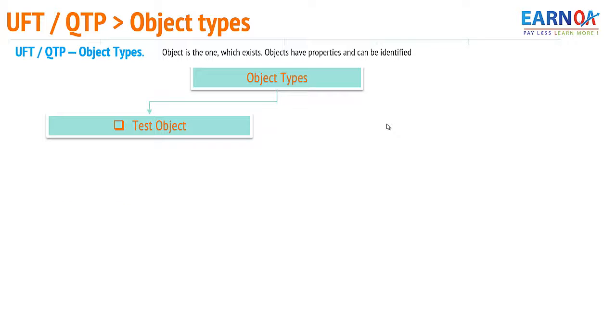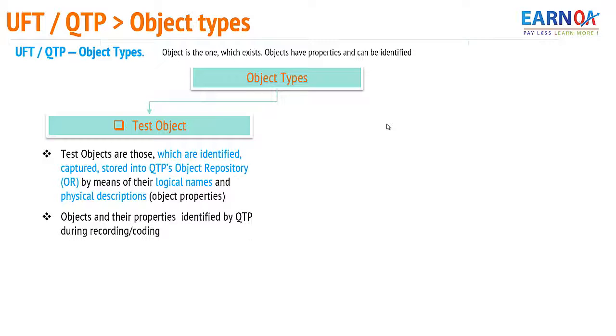So what is the test object? A test object is the one which is identified, captured and stored by QTP into its object repository by means of their logical names and physical descriptions.